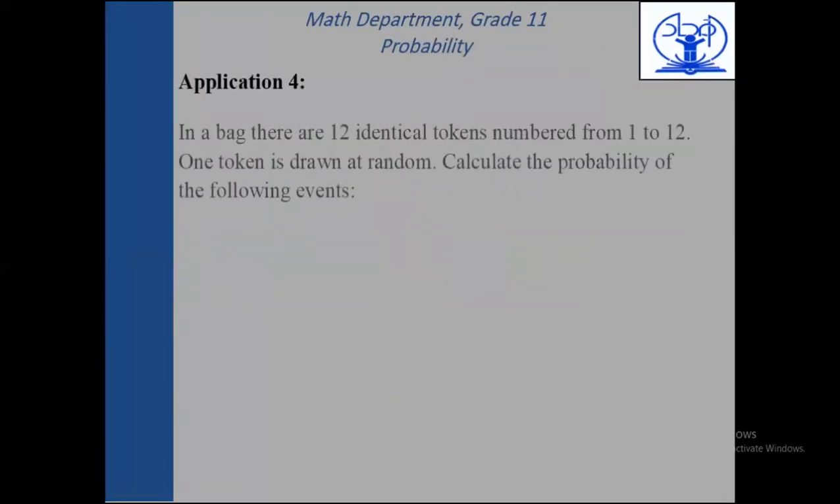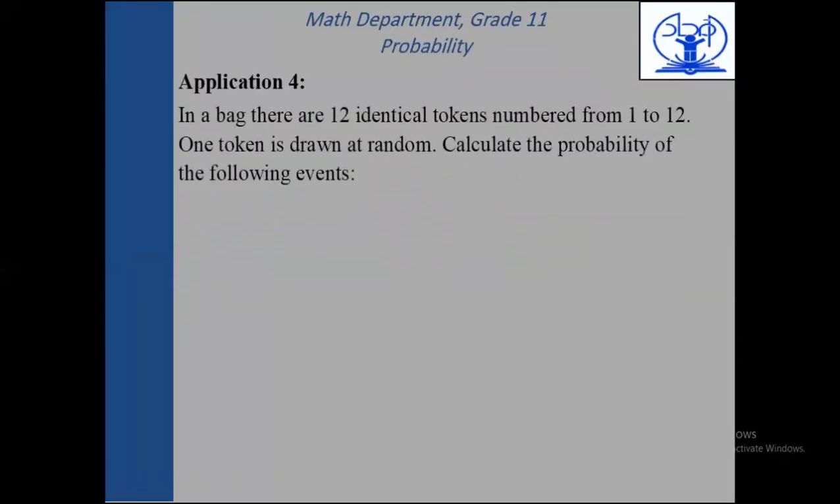Application 4. In a bag there are 12 identical tokens numbered 1 through 12. One token is drawn at random. Calculate the probability of the following events. The probability of getting the number 2, that's 1/12. Probability of getting the number 7, that's 1/12.